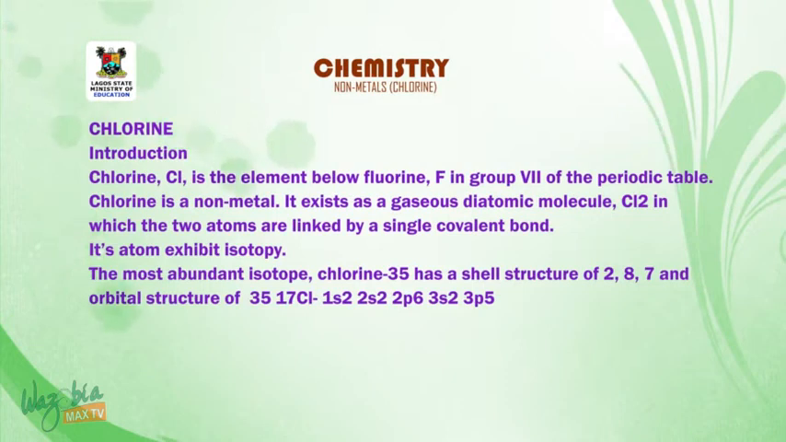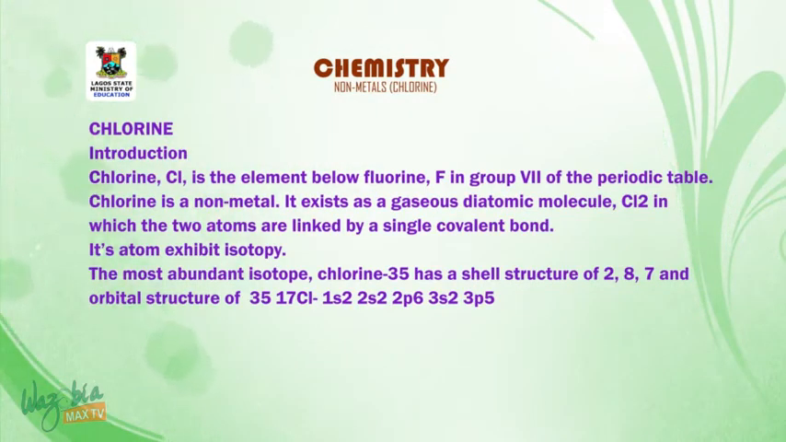Now to chlorine. Introduction. Chlorine with the symbol Cl is the element below fluorine, F, in group 7 of the periodic table. Chlorine is a non-metal. It exists as a gaseous diatomic molecule, Cl2, in which the two atoms are linked by a single covalent bond.